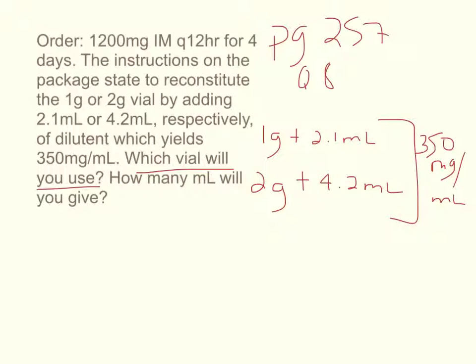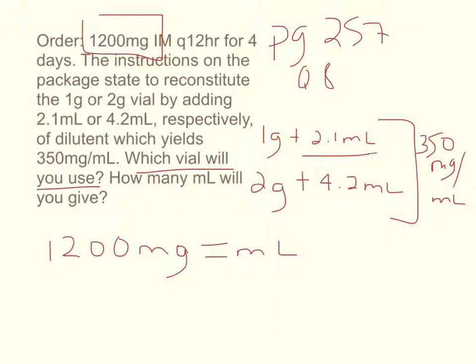In order to figure this out, we're going to calculate exactly how much 1,200 milligrams equals in terms of milliliters. Notice here that the strength of your medication, whether it's the 1 gram or the 2 gram vial, is the same. The difference comes into how much you have, whether you're adding 2.1 milliliters or 4.2. So we need to figure out how many milliliters we need. We're going to use the 1,200 milligrams, that is our order, but the unit fraction we're going to use is from the strength.